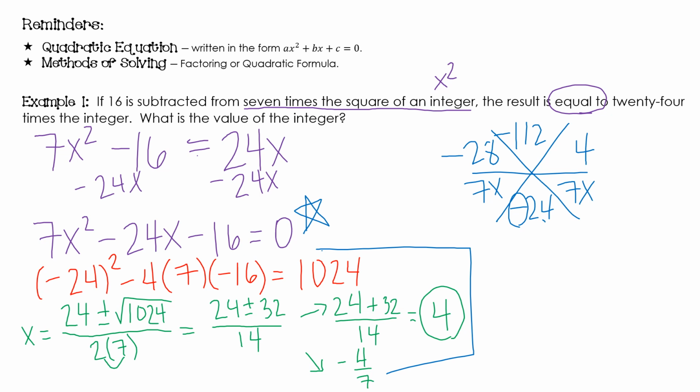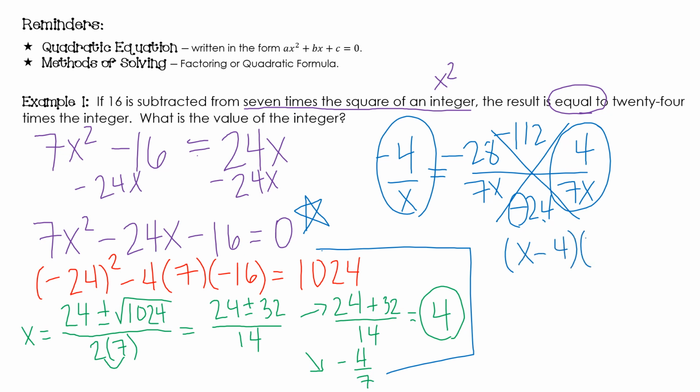So then you simplify both sides. This does not simplify. This side would simplify to be negative 4 over x. So my factored form would be x minus 4, 7x plus 4 equals 0. Then to get the solutions, you take both of your factors and you set them equal to 0.